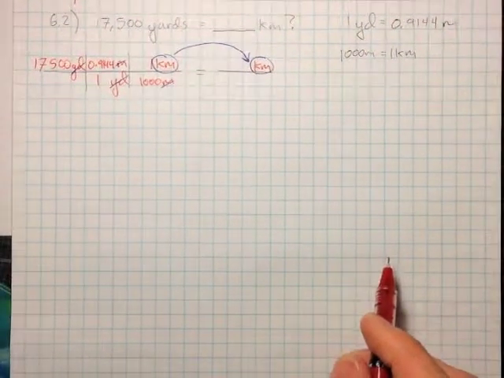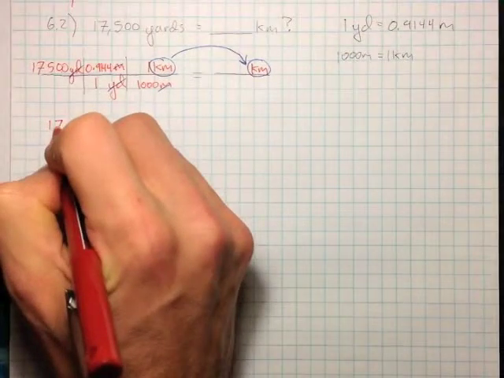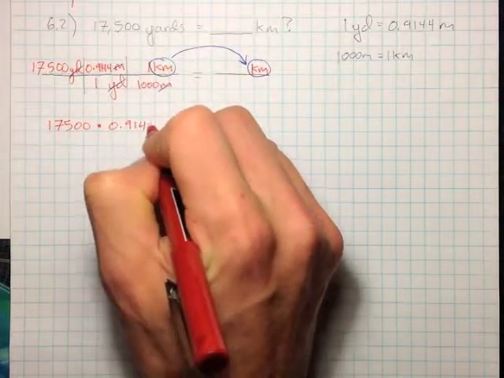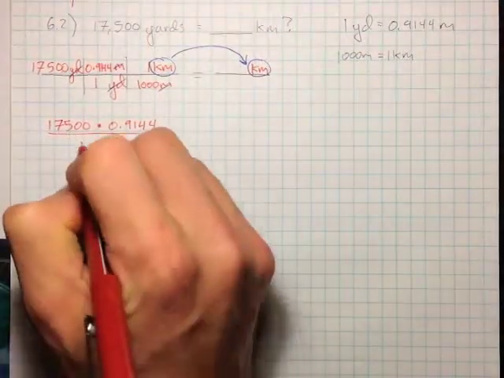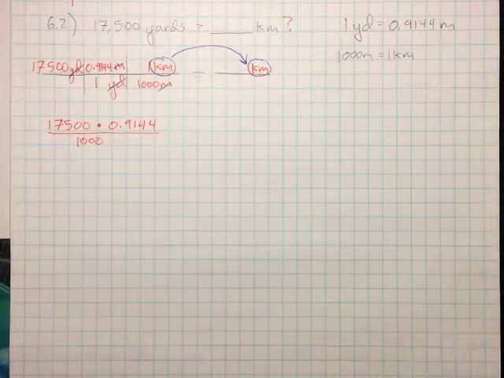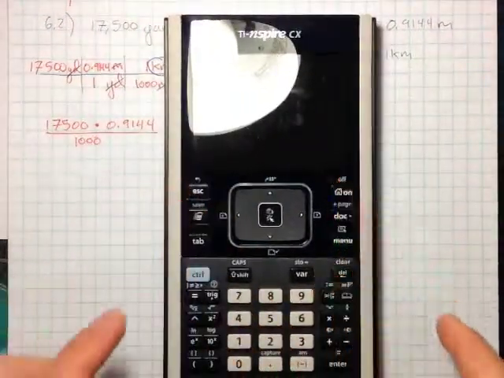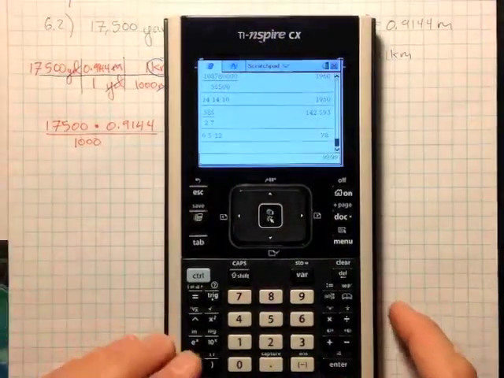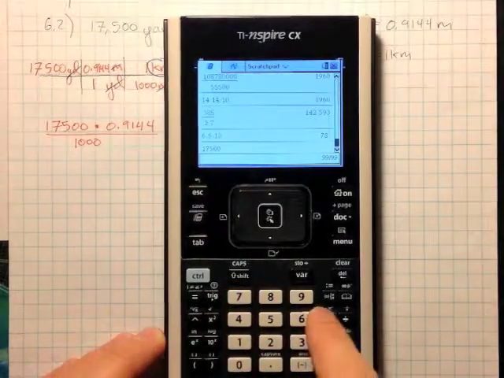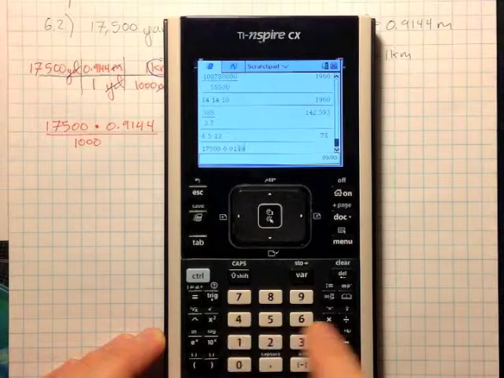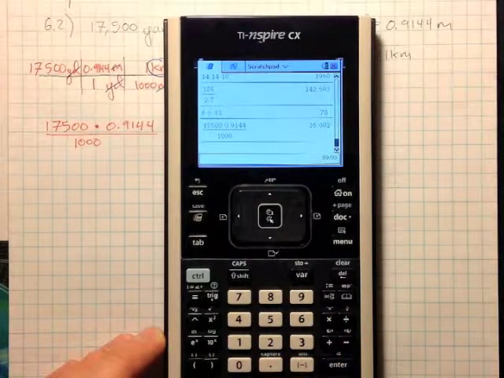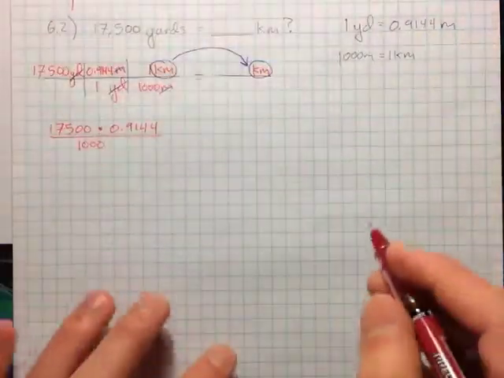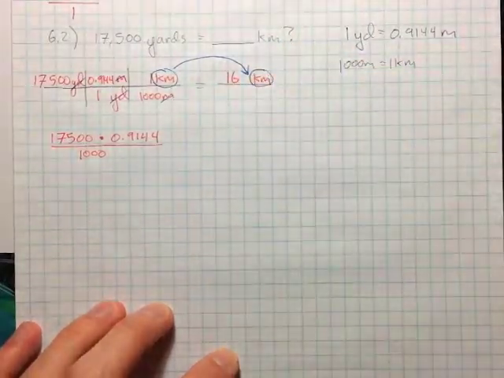Now, let's do this calculation. This set of train tracks is telling us to take 17,500, multiply it by 0.9144, and then divide by 1,000. Alright, so let's do that in our calculators. Remember, as I'm doing this, you're doing the same exact thing. So 17,500 times 0.9144 divided by 1,000, 16 and some change. So about 16. So the answer is 16 kilometers. Alright?